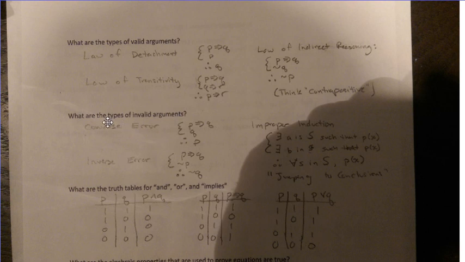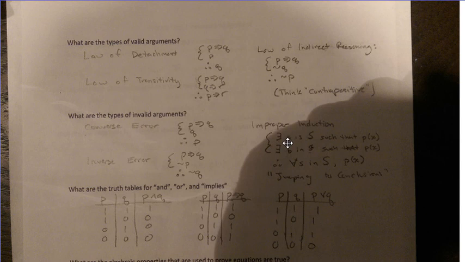Okay, so the types of invalid arguments, we have pretty much talked about the inverse error and the converse error in the earlier slide where we were talking about what an inverse was and what a converse was. The only one that we haven't talked about was improper induction. So here's an example of improper induction.